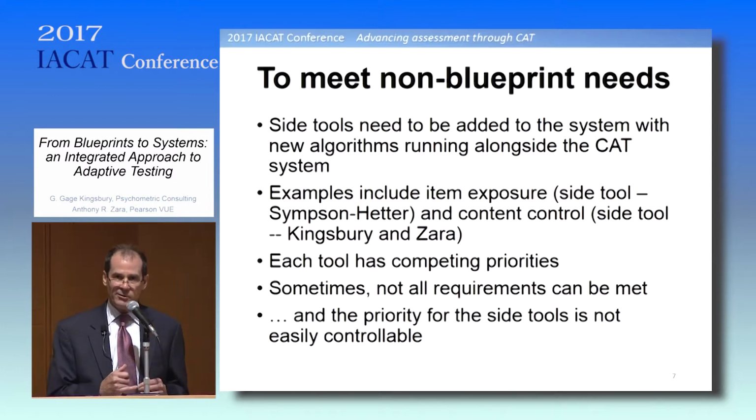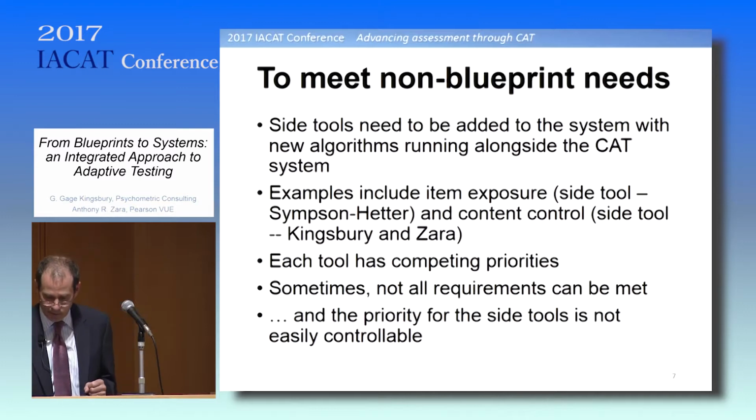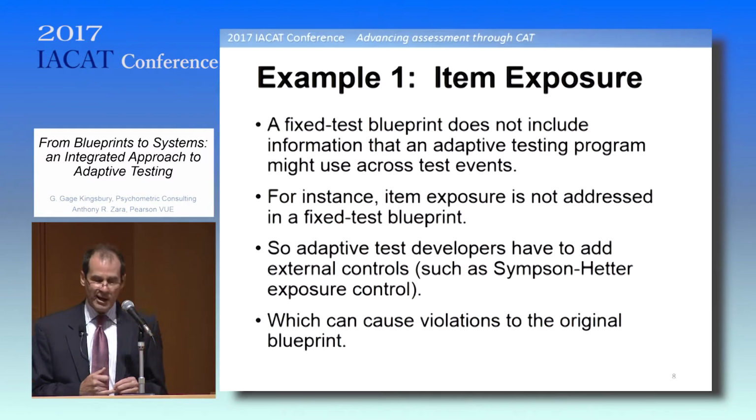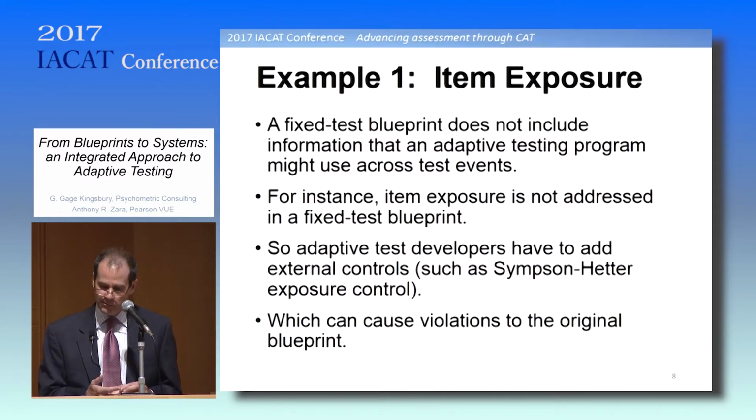The other issue with these side tools is they're not very well standardized. The way Sympson-Hetter attacks item exposure is very different from the content control approach that Gage and I proposed, which is different from other kinds of exposure control. Some are more complicated, some are less complicated, and each one has a little different feel, a little different impact on the testing program. The first example, just to pick out a couple examples so that we can see how they act differently, is item exposure.